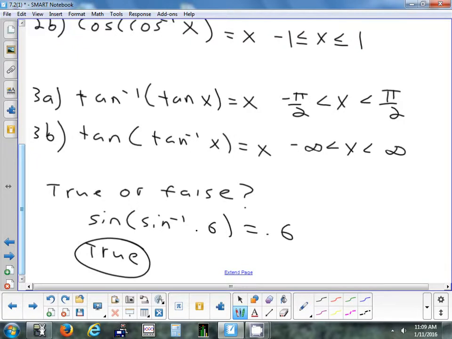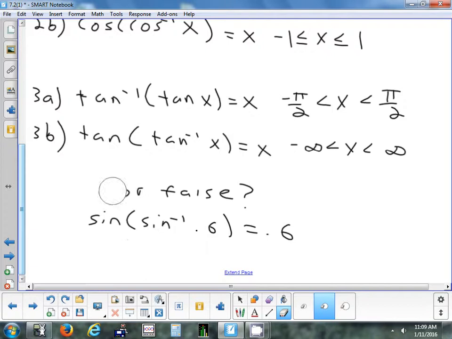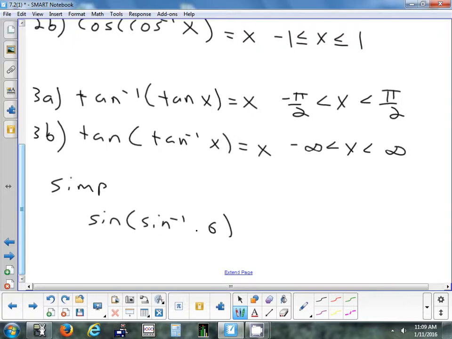Okay, another way I could word this, almost the same thing. I could say simplify. Don't write true. True doesn't work here. What would the answer be here? 0.6. So if it says simplify, you need to write a number. If it says true or false, then you can write true or false. Those are the kinds of questions you could see, probably just one or two on the test with this stuff.